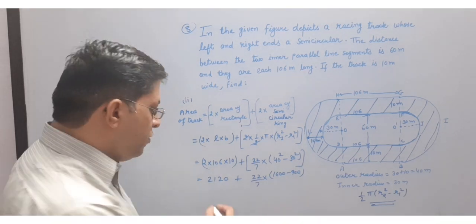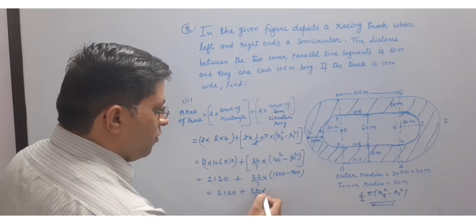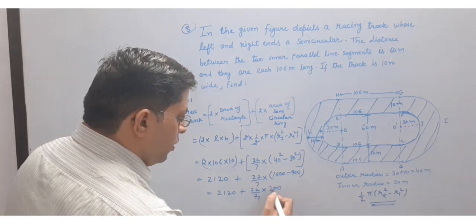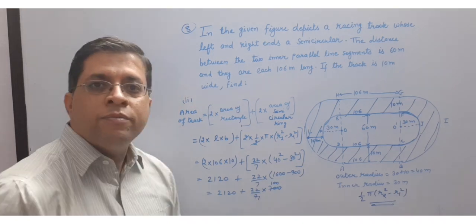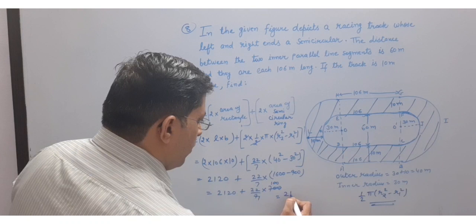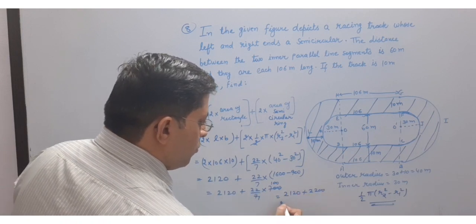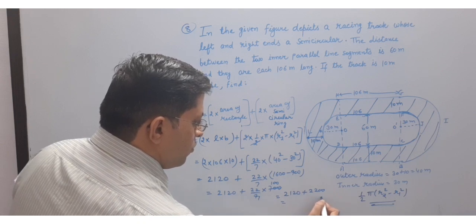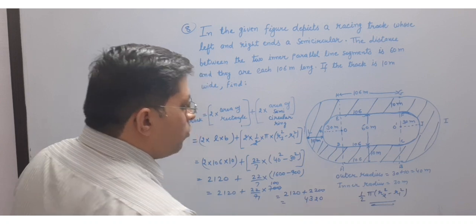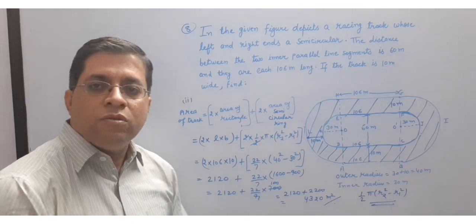Okay, come on, the next. Say 2120 × 22 upon 7, that is 700. Now this will be 100. Now what to do? See, 2120 plus 2200 gives 4320 meter square. This is your answer.